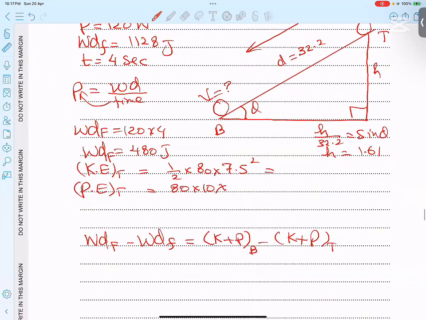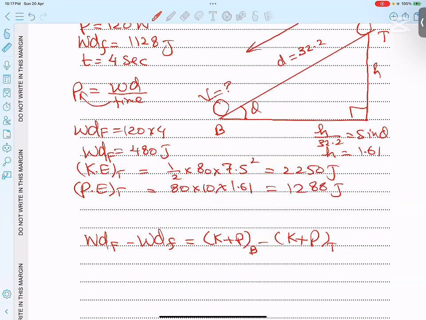So which I can use here in mgh. I think all are understanding. So 40 times 7.5 squared gives us 2250 joules, and 800 times 1.61 gives us 1288 joules.